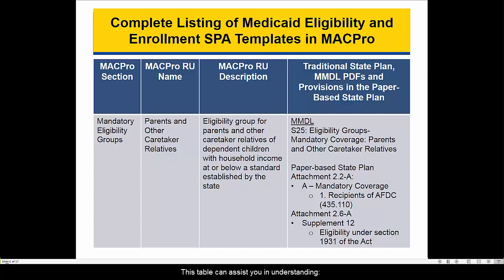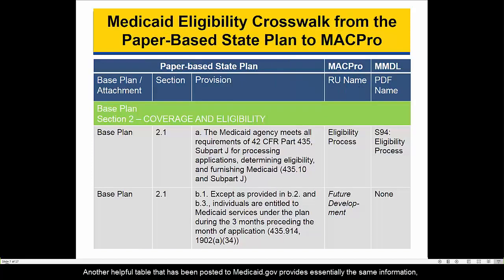This table can assist you in understanding what state plan material the reviewable unit covers in MACPro, which material in MMDL or the paper-based state plan will be replaced with the new reviewable unit, and where to identify the relevant information in the current state plan so that you can repeat it in MACPro, or if a change is needed, make it purposefully. Another helpful table that has been posted to Medicaid.gov provides essentially the same information, but from the other direction, going from traditional state plan material to MACPro reviewable units.